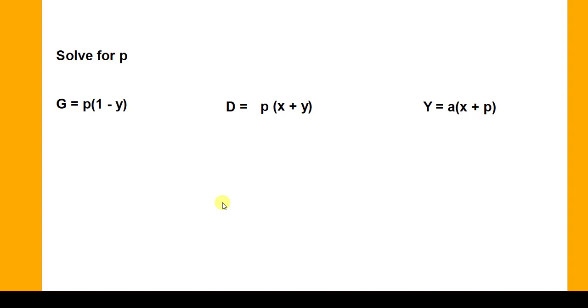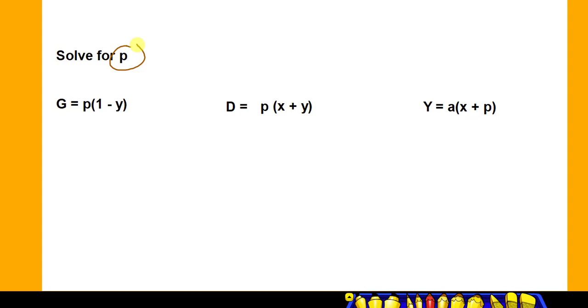So we have here three additional questions on how to solve literal equations. For these three different equations, we are solving for p. So we want to isolate our p. On the right side, if you notice, p is being multiplied to 1 minus y. Since we do have a multiplication, we have to undo the multiplication, which is division.